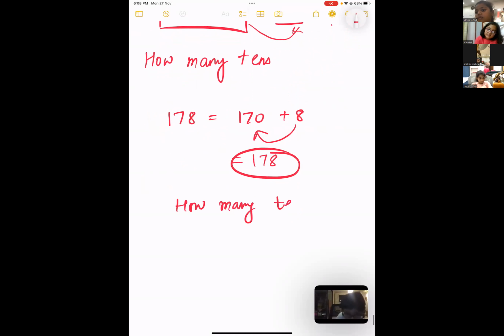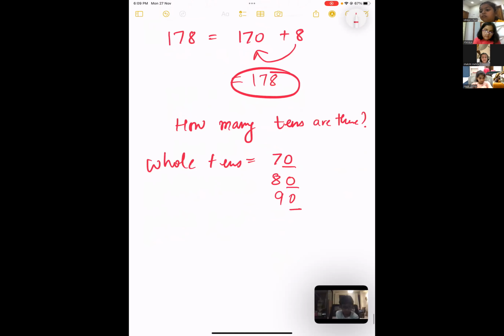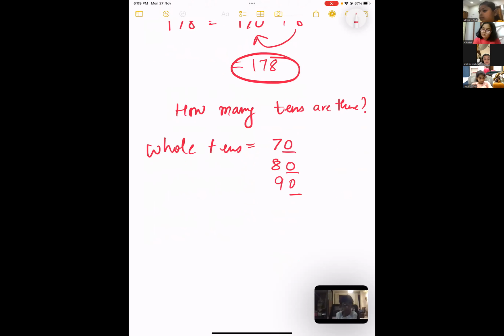And before starting, I told you that if I'm talking about tens, there would be nothing in the units place. Correct? When I ask for whole tens, these are the whole tens, right? 70, 80, 90. Can you see anything in the ones place? A zero? Any other digit? No. So in order to answer how many tens, you have to make your number free of any ones.